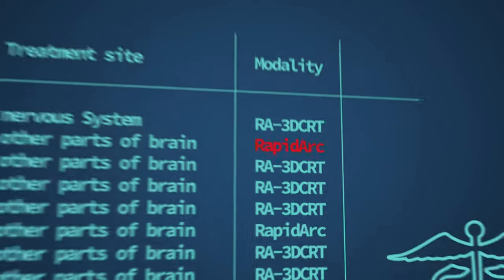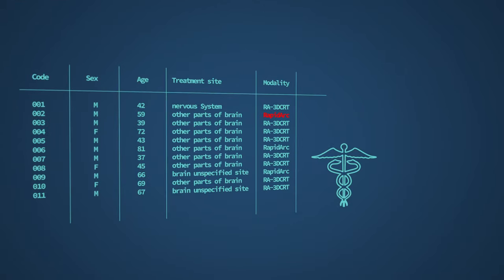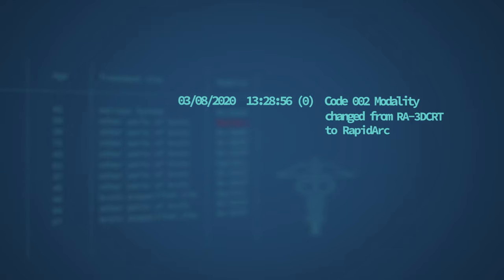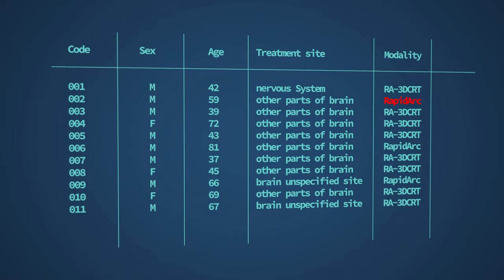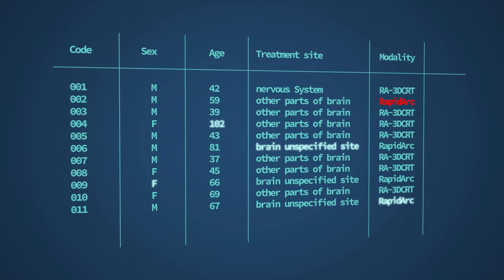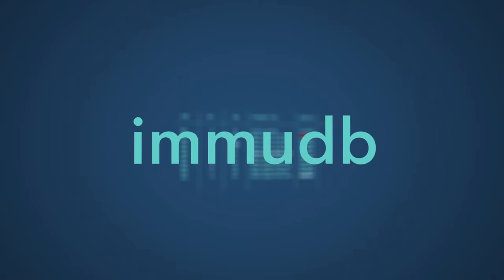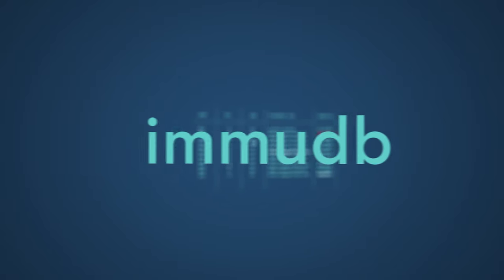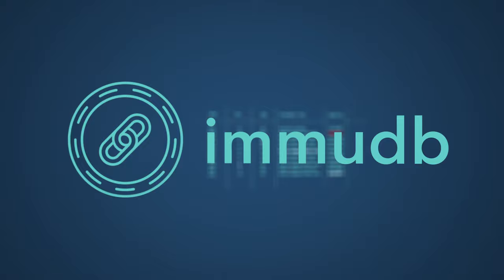Traditionally, changes in sensitive data were recorded in log files, but log files are not tamper-proof. How can you record transitions in important data immutably? immudb was created to store data transitions indelibly in a tamper-proof database.